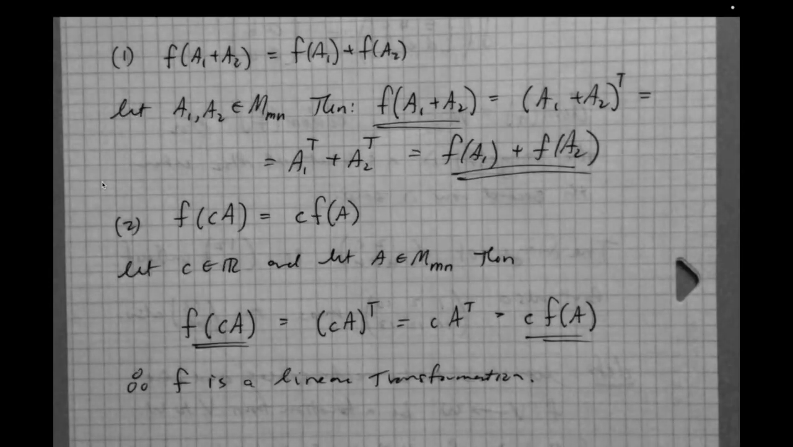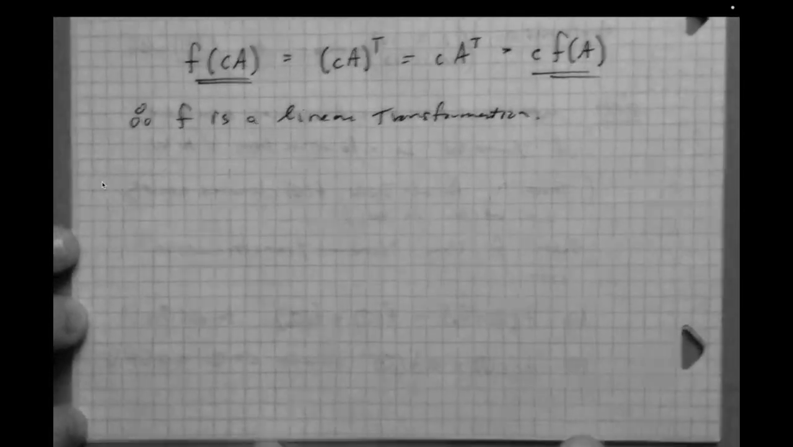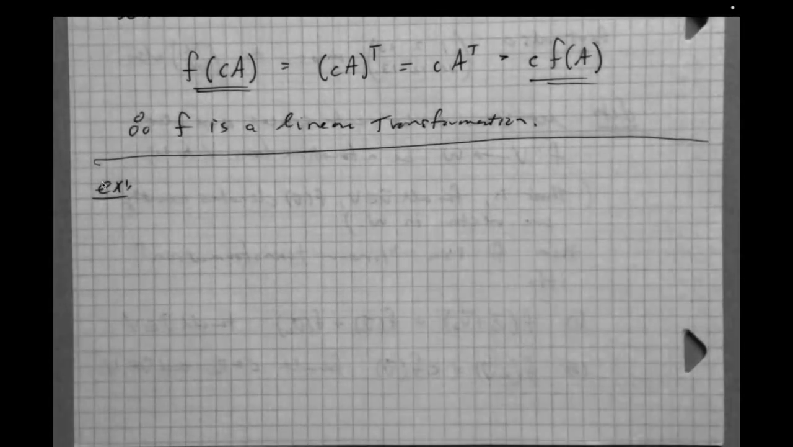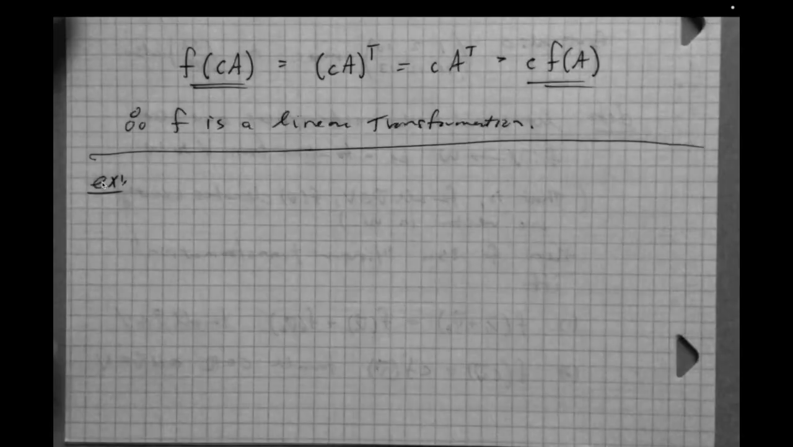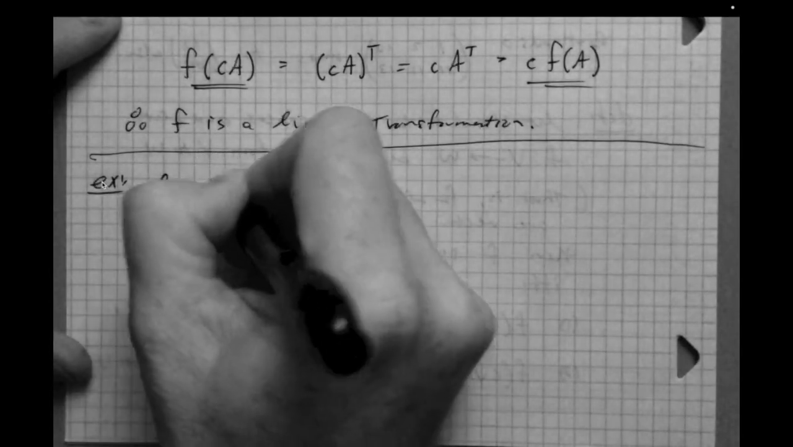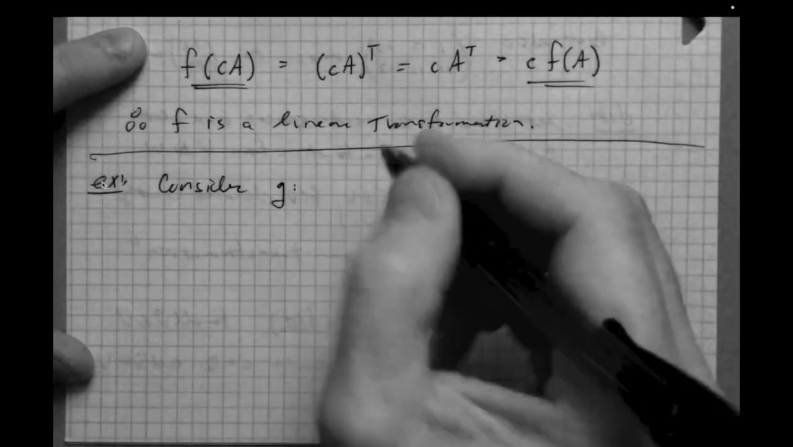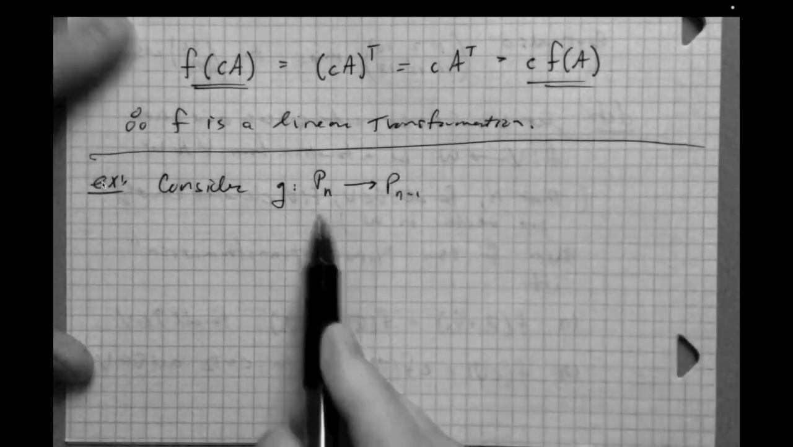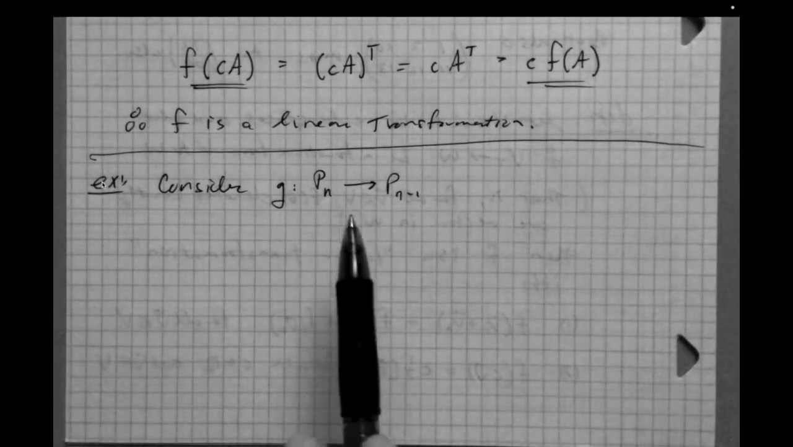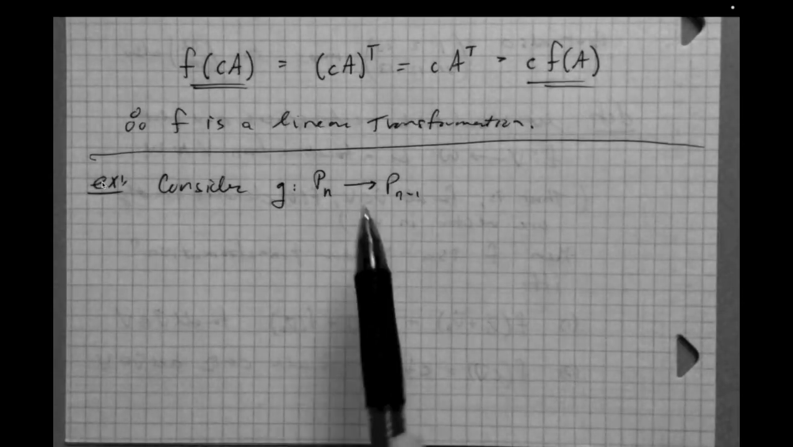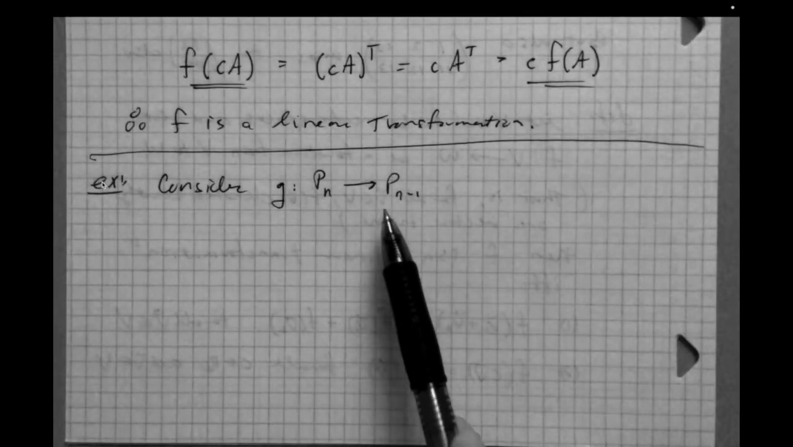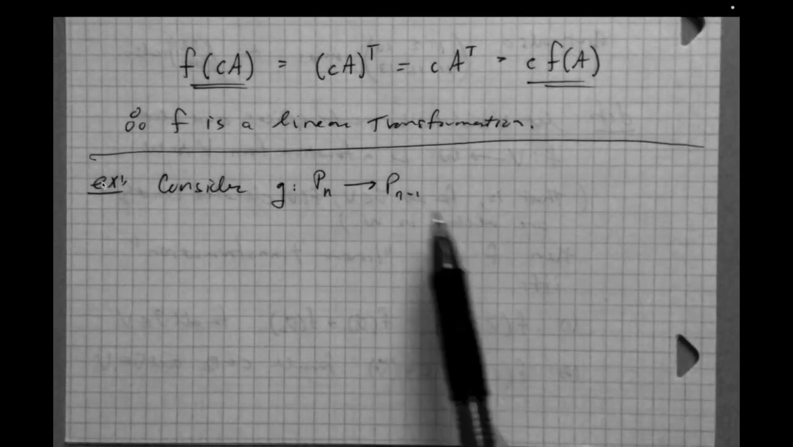Okay, let's take a look at another example. It's good to start with examples. When you define something, you should see some examples of it. It's always the right way to go about it. Let's consider the function, we'll call it g this time, and that'll be from Pn to Pn minus 1. Now remember, Pn is the vector space of polynomial functions of degree n or less, and therefore Pn minus 1 is the vector space of polynomials of degree n minus 1 or less.